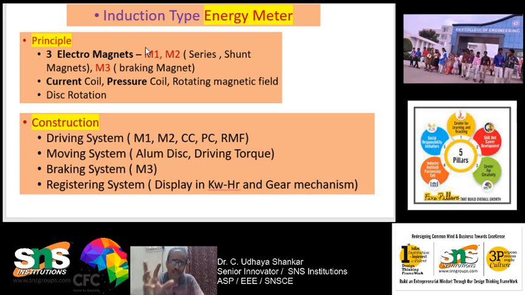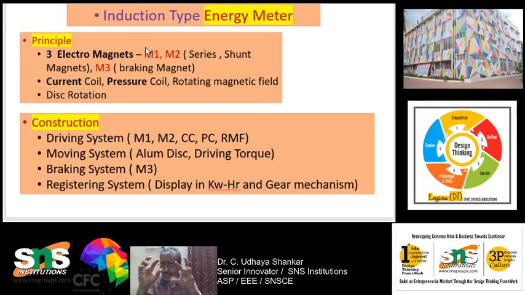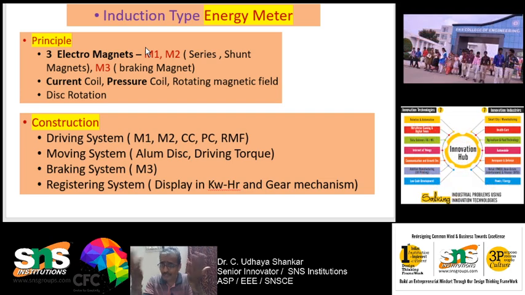So similarly here also you will have 2 different magnets. The magnets will be excited such that M1 and M2 interact with each other, and it produces a rotating magnetic field between M1 and M2. And the aluminum disc placed in between M1 and M2 will also start rotating, and this rotation is proportional to the energy consumed by the equipment. For example, if the consumption of energy is very high, then the speed of rotation will be very high. If the energy consumption by the equipment is very less, then the speed of rotation will be less. So this is how it operates.